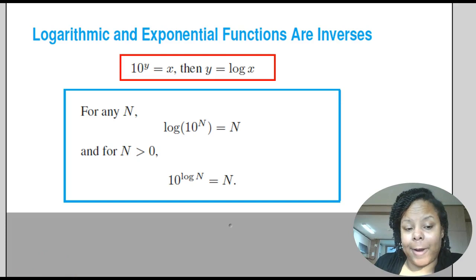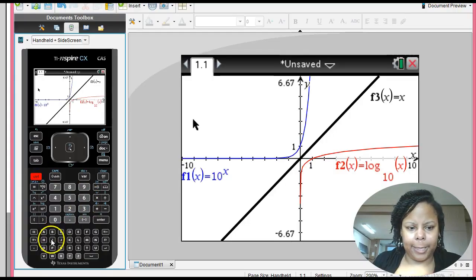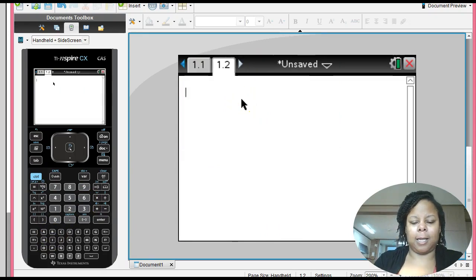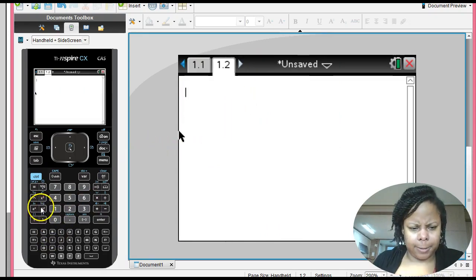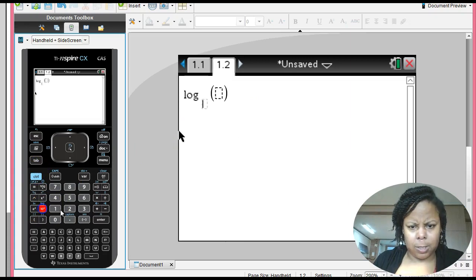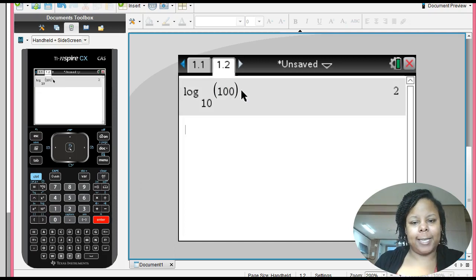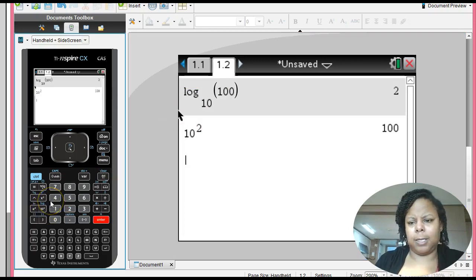Let's test this out on the graphing calculator. Let me add a calculator page to do this. Let's say log, hit the log button, control 10 to the x, and we're going to leave the base blank because we know that. Let's say I'm going to say 100. Log of 100 is equal to 2. Why is that? Well, if you remember, 10 squared is equal to 100. So log base 10 of 100 is equal to 2.